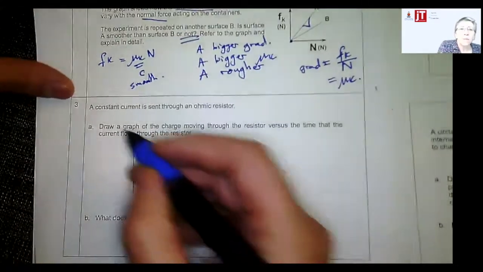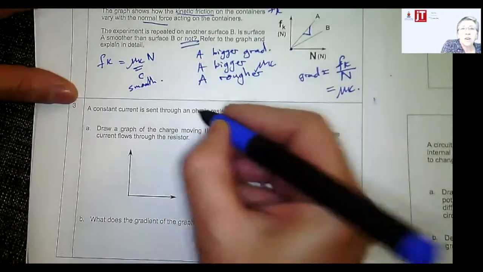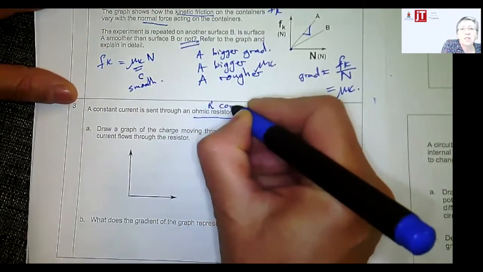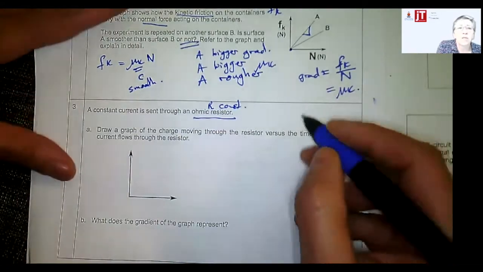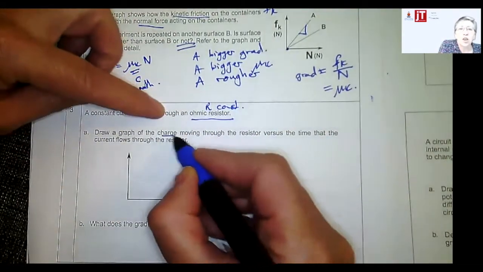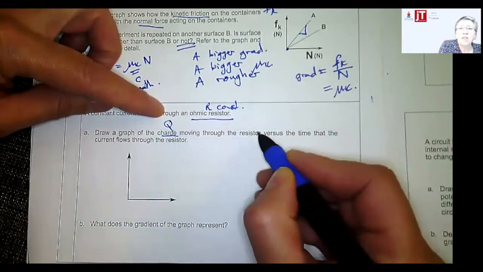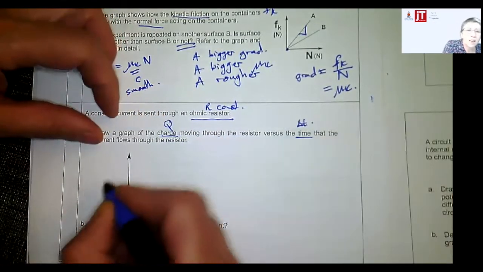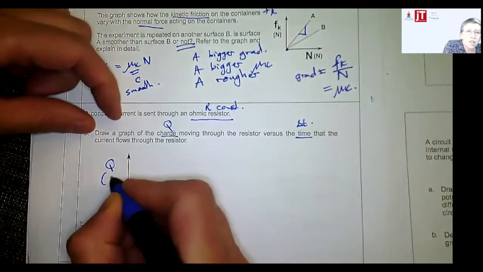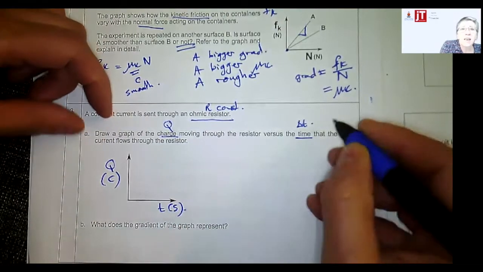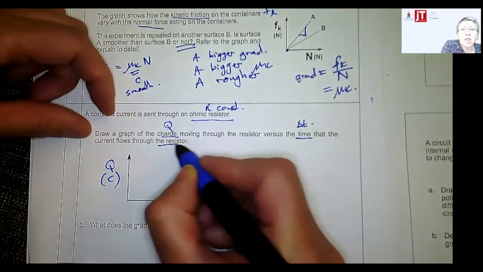Right, moving on. A constant current is sent through an ohmic resistor. Ohmic just means the R is constant, right? It's not determined by the current flowing through it, right? Draw a graph of the charge, Q, moving through the resistor versus time, right? So you've got your t there. Q, charge, is measured in coulomb and time in seconds, right? That is the current flowing through the resistor.